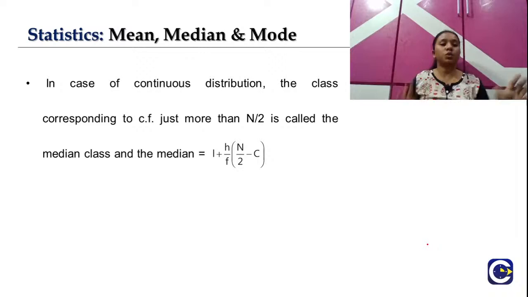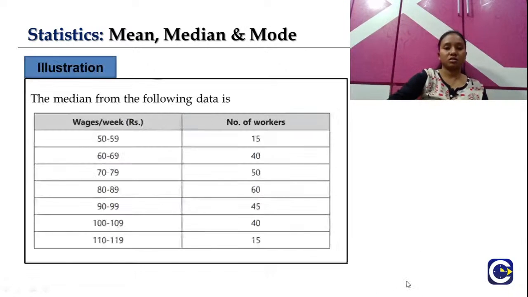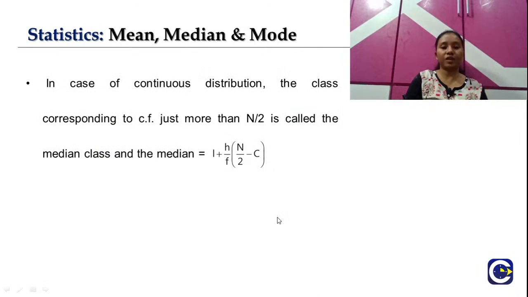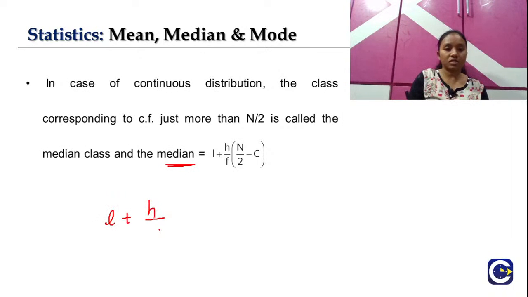So here we have a formula to find the median in the case of our continuous distribution. Again, we have to find the cumulative frequency first, and then based upon the cumulative frequency we have to apply the formula in order to find the median. So this is the formula for our continuous distribution, that is L plus H by F times n by 2 minus C.